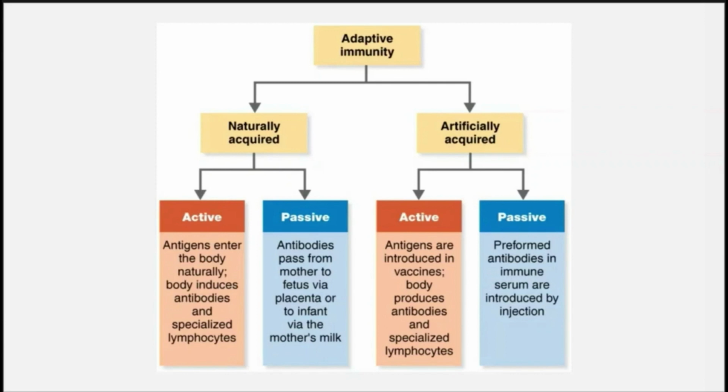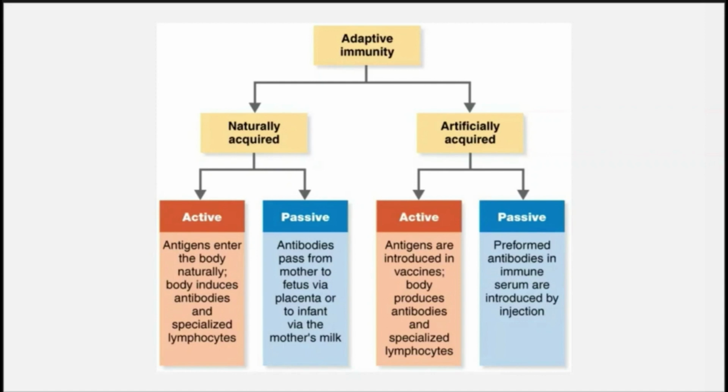Passive can be when you just acquire antibodies from another individual, so you don't have to go through that whole process in which antigens enter the body naturally and the body induces its own antibodies and specialized lymphocytes. Instead, with passive naturally acquired, antibodies would pass from, say, a mother to fetus via the placenta or to the infant via the mother's milk.